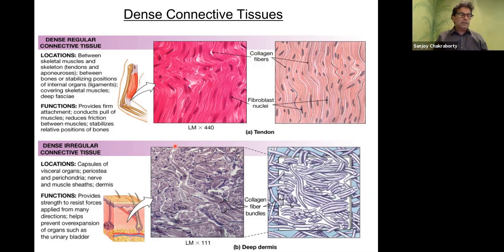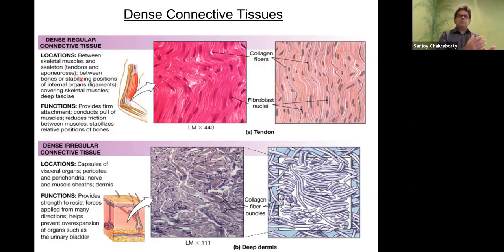What are ligaments? Tendons are the ones that attach muscle to bone. Ligaments are the ones that attach bone to bone. And there is one more item right here. It's called aponeurosis. Aponeurosis is basically a flat, tendinous sheet.